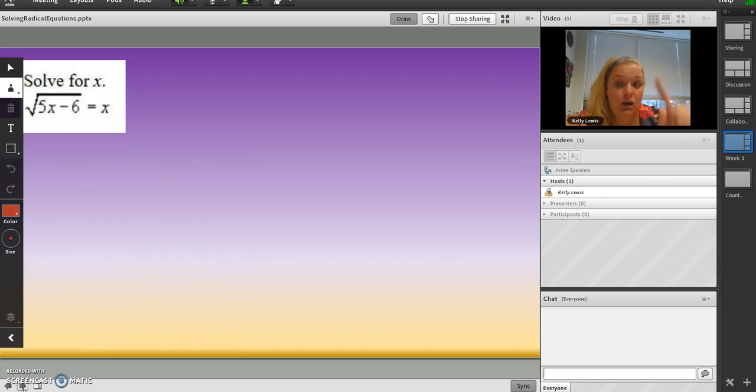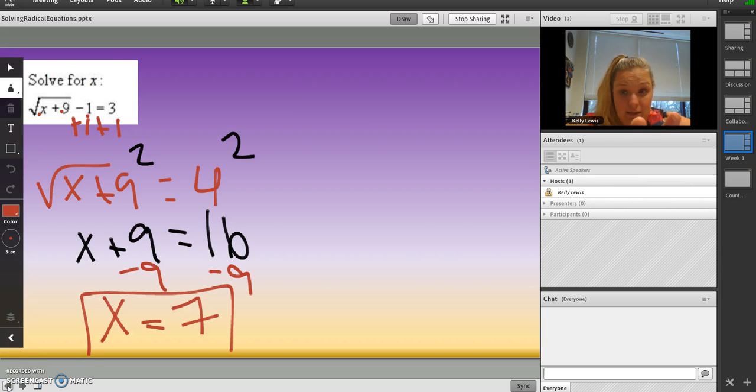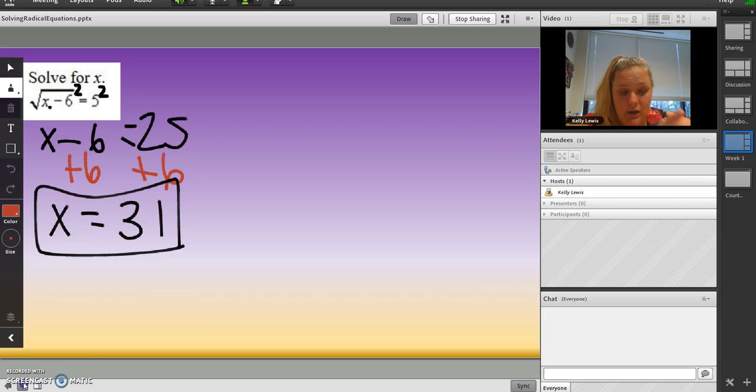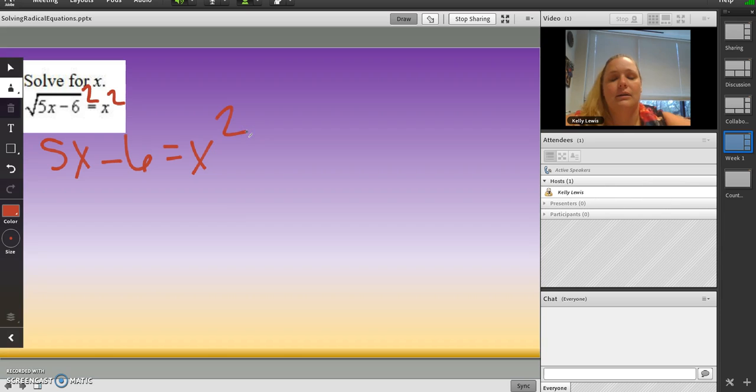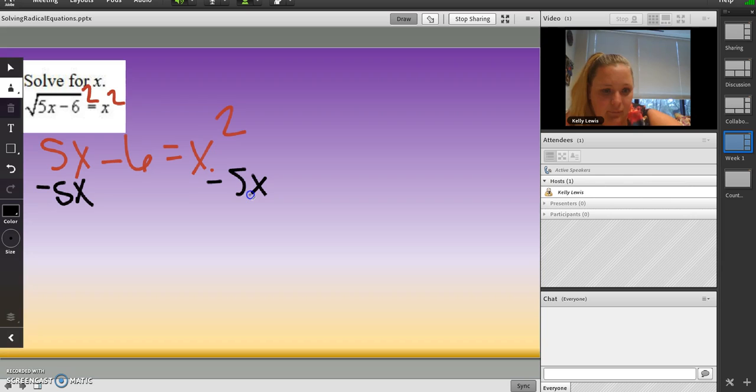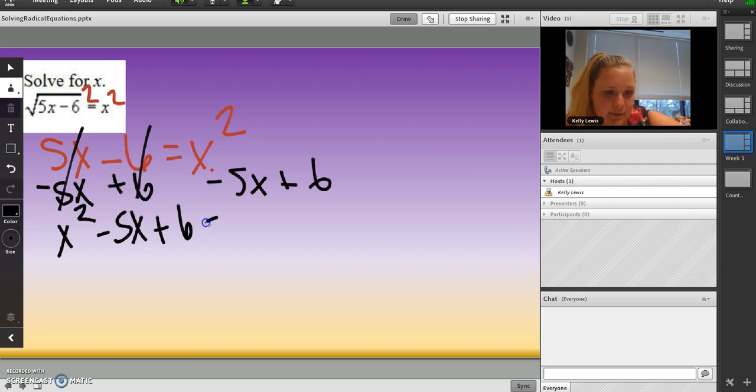Right? So notice this one's got an x over here. This one had numbers. This one had numbers. So this one's going to be a little harder. But we can still do it. So we're going to square. So we get 5x minus 6 equals x squared. All right, so we need everything over on one side with the x squared positive. So what I'm going to do is I'm going to move this 5x over. I'm going to move this 6 over. So I get x squared minus 5x plus 6.